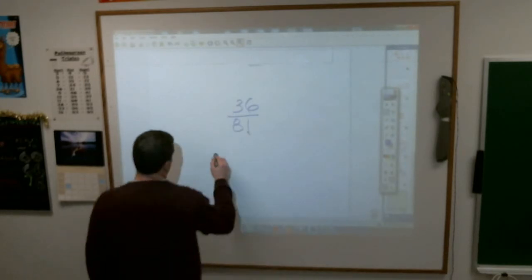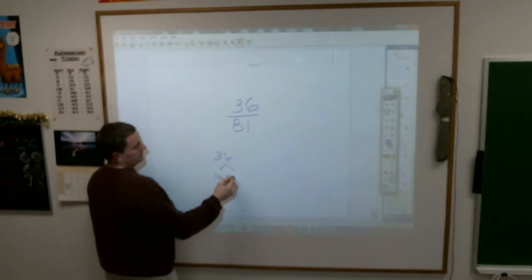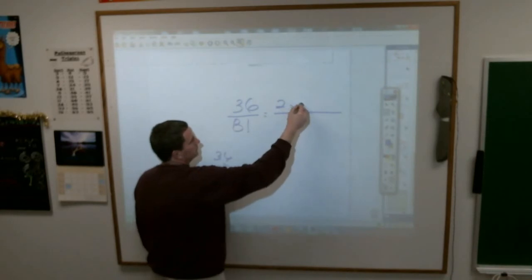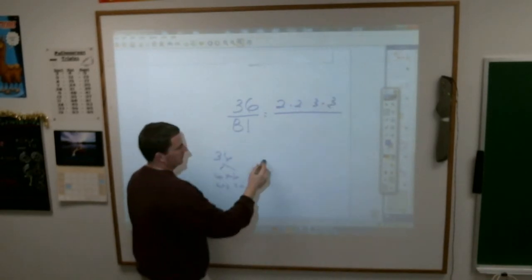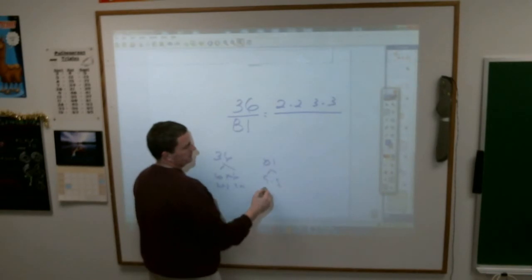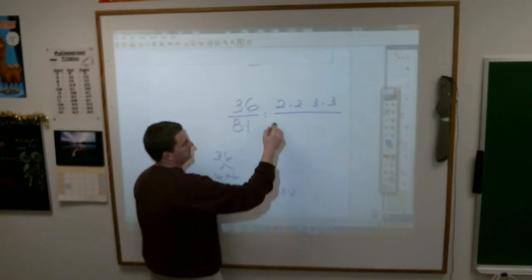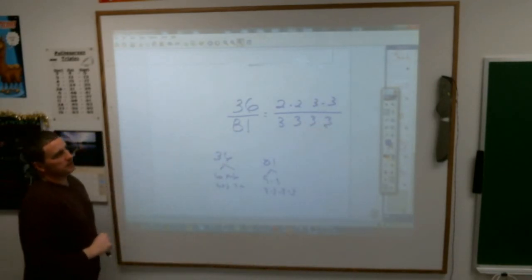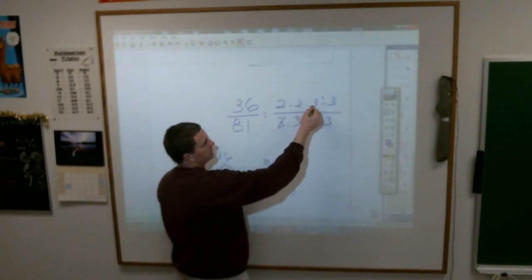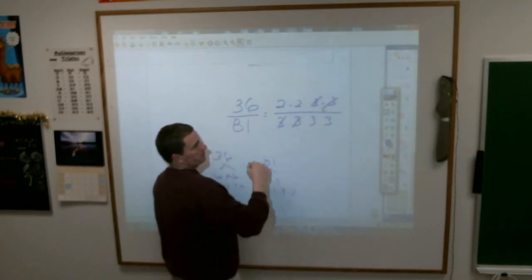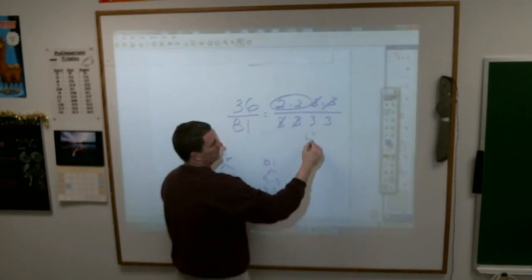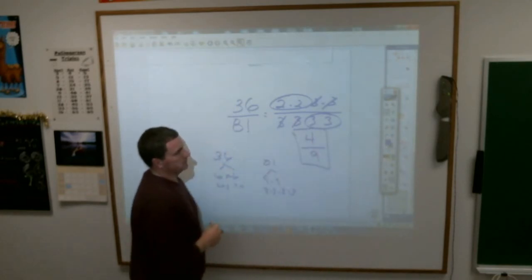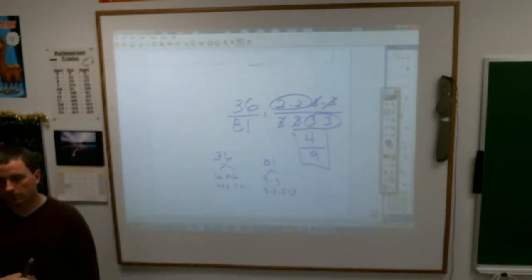Hopefully it looks a little like this. 36 is 6 times 6, which is 2 times 3 and 2 times 3. So you end up with 2 2s and 2 3s, right? 81 is 9 times 9, which is all a bunch of 3s times themselves. And when you cross them off, this 3 with this 3, this 3 with this 3, nothing else crosses off. You remultiply this, it is 4 over this, which is 9. Questions, concerns, ask now or forever hold your peace.